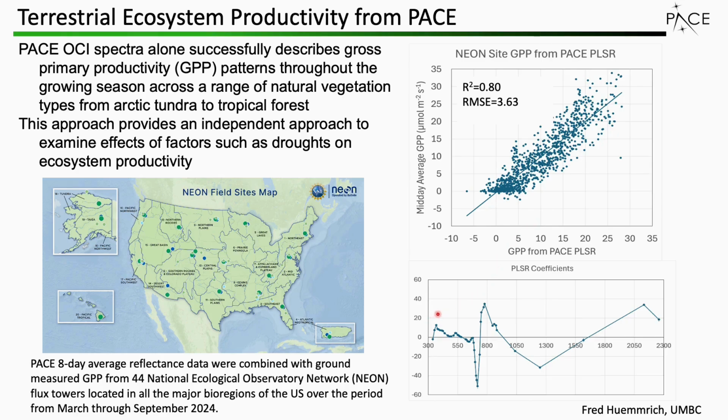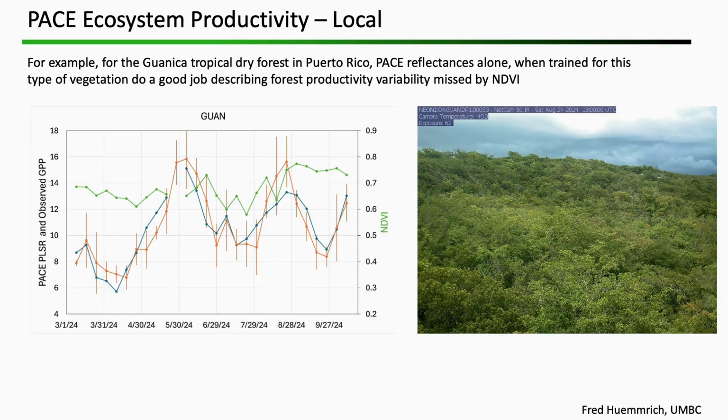And then also from the partial least squares coefficients, we can see different spectral regions that are important in retrieving these, including the red edge, blue, and SWIR bands. But we can actually focus in at specific sites. This is data for the Guanica tropical forest site, a dry tropical forest site in Puerto Rico.